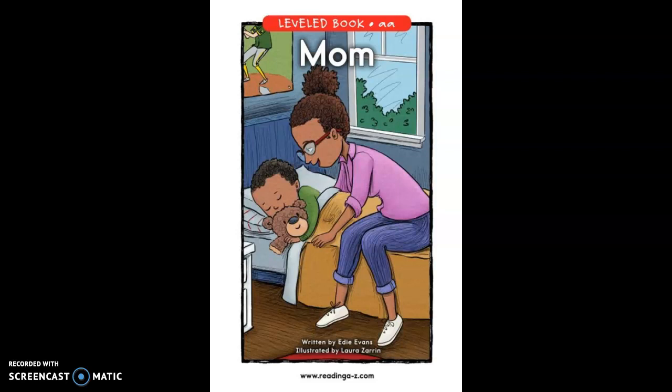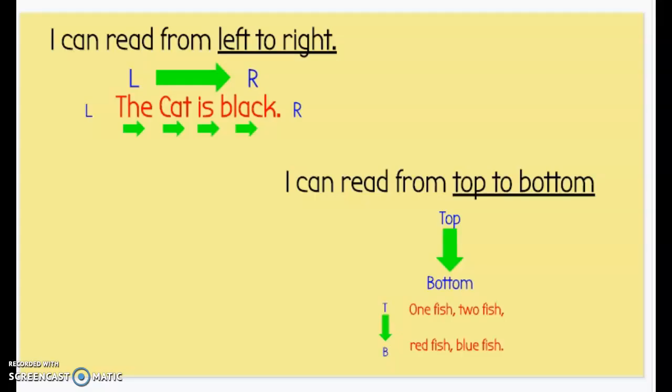Reading, we're going to be reading this book. But before we go ahead and start, let's do our I can statements for this day. Our first statement we want to say is I can read from left to right.